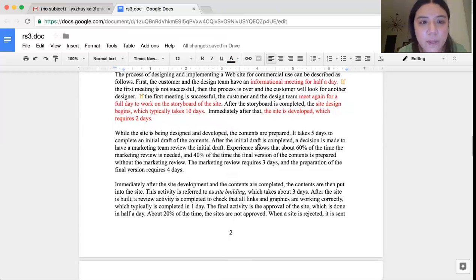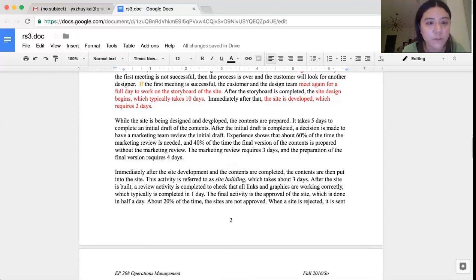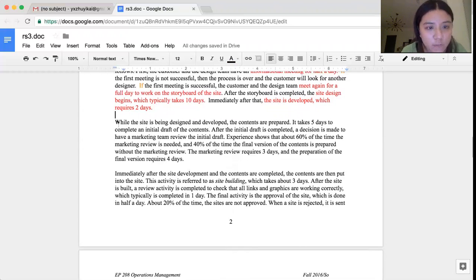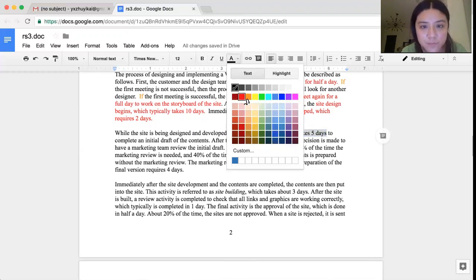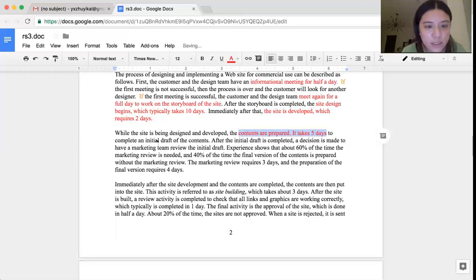So the part that I use red to highlight are the procedures of the flowchart. While the site is being designed and developed, at the same time, the contents are prepared, and it takes 5 days to complete an initial draft of the contents. After the initial draft is completed, a decision is made.